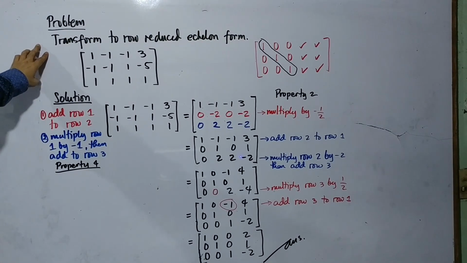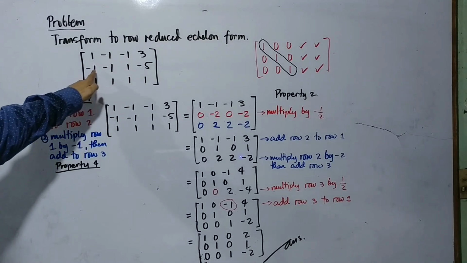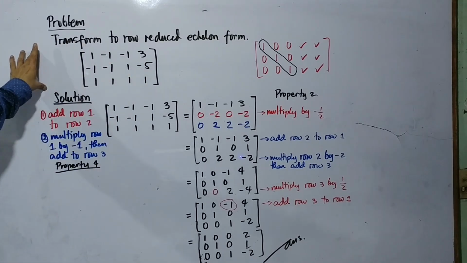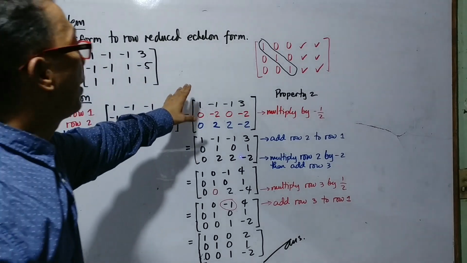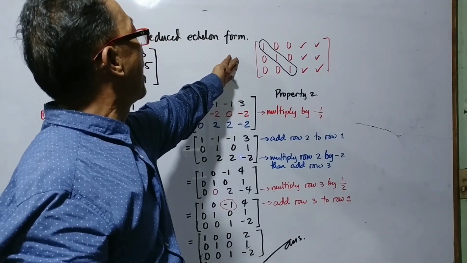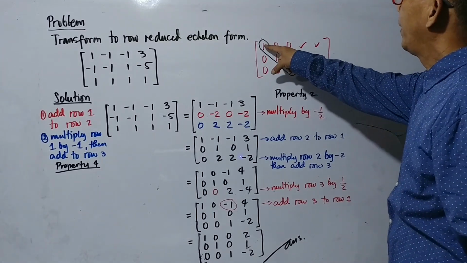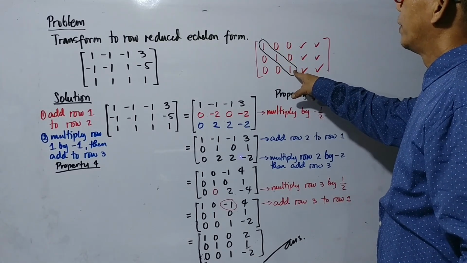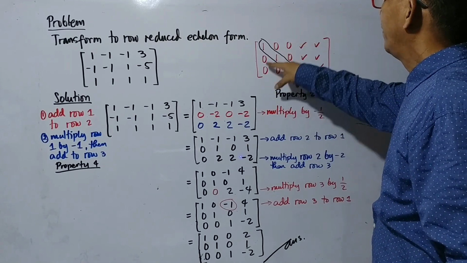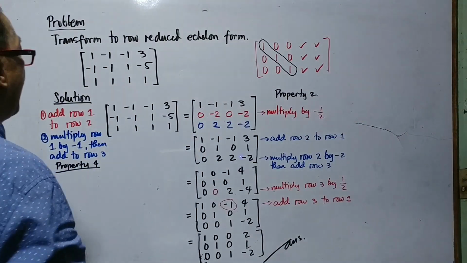So our problem, transform to row echelon form 1, negative 1, negative 1, 3, negative 1, negative 1, 1, negative 5, 1, 1, 1. That is our matrix. To reduce it to row echelon form, you have to arrive to this pattern in your final answer, that the diagonal entry must be 1. So, para siyang identity matrix. At sa ibabaw at sa ilalim, mga 0. To do it, just manipulate the entry.